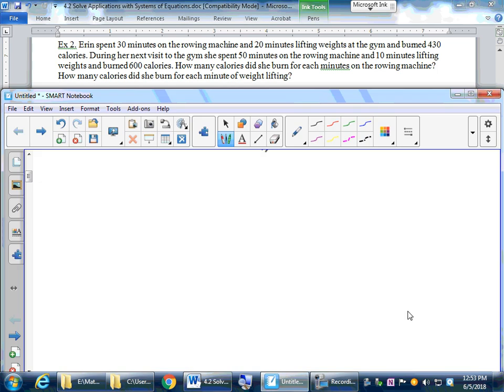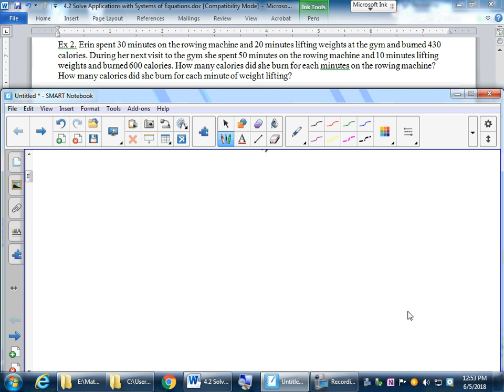Erwin spent 30 minutes on the rowing machine and 20 minutes lifting weights at the gym, and it burned 430 calories. During her next visit to the gym, she spent 15 minutes on the rowing machine and 10 minutes lifting weights and burned 600 calories. So how many calories did she burn for each minute on the rowing machine, and how many calories did she burn for each minute of weightlifting?